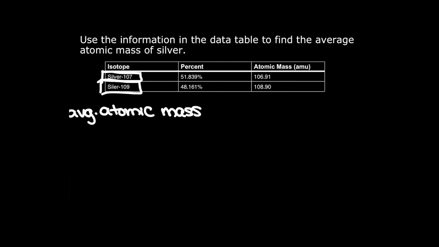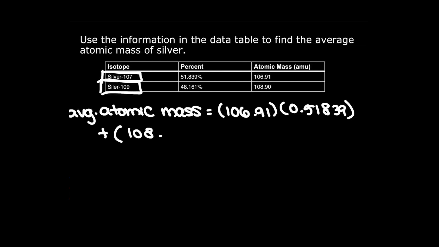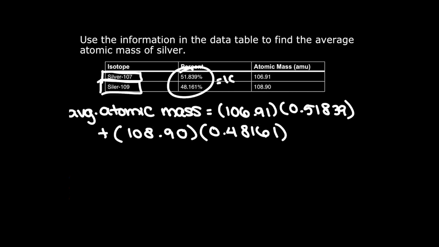You set that equal to silver 107, which we can see has an atomic mass of 106.91. Multiply that by the percentage divided by 100. And we have to add that to the second isotope, which has a higher atomic mass because it has more neutrons. Multiply that by the percentage, and that will give us our average atomic mass. Now these numbers add up to 100%, so we're good there.